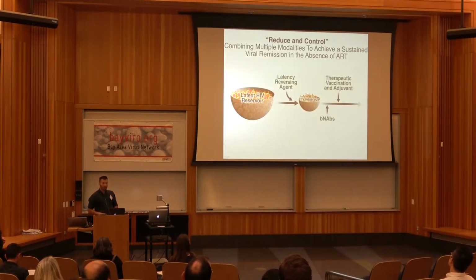Now, this approach aims to reduce the size of the latent HIV reservoirs together with the use, of course, of broadly neutralizing antibodies and a therapeutic vaccination. So the idea here is to shock the latent virus inside of the cell so the infected cell becomes visible to the other cells of the immune system, so that the other cells, CTLs and NK cells, for instance, can identify it and kill it.